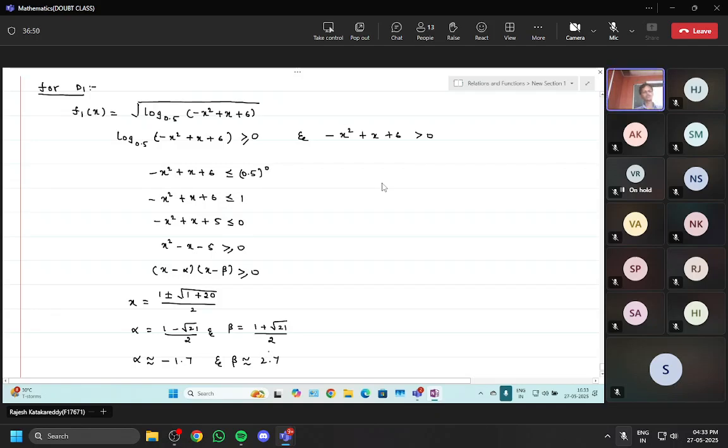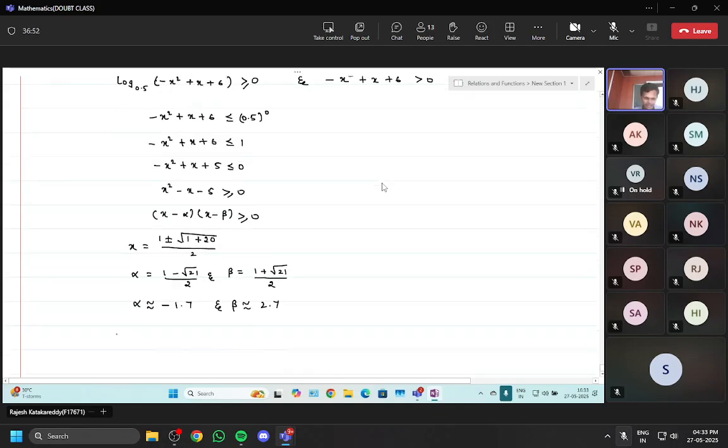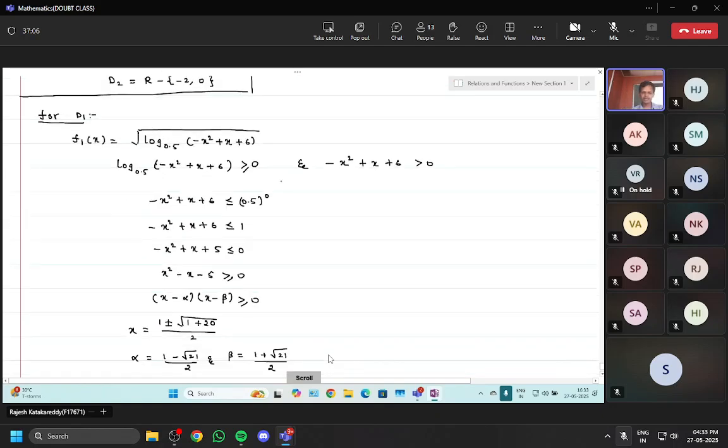Right? So now drawing the number line, I am directly writing in this case, I'll get x belongs to minus infinity to alpha, closed bracket, union, beta to infinity. At the end, I'll write what is alpha and what is beta, right? So now one part I have solved. This is the second part I need to solve.